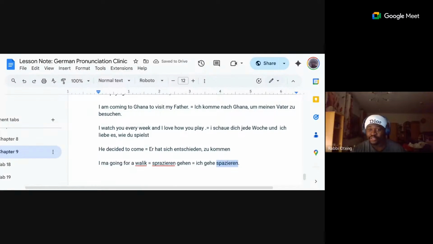So joggen will be conjugated like the infinitive. Gehen will be acting as a modal verb. Maybe I am going swimming, ich gehe schwimmen. I am going dancing, ich gehe tanzen. I am going hiking, ich gehe wandern. So when you are using gehen to express that you are going for an activity, then gehen acts as a modal verb. So this case is different. But don't worry, you get better, okay?